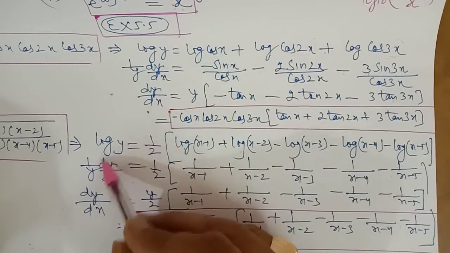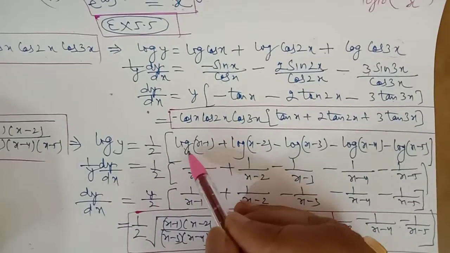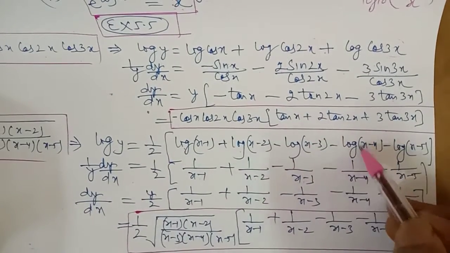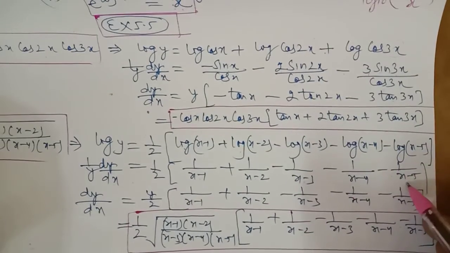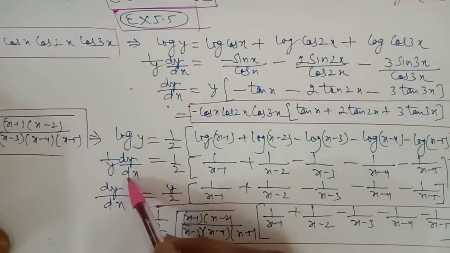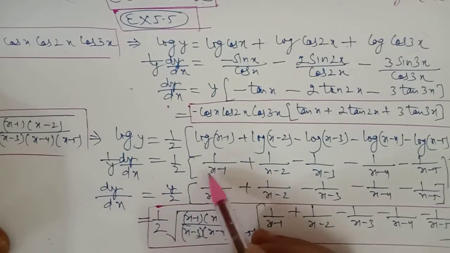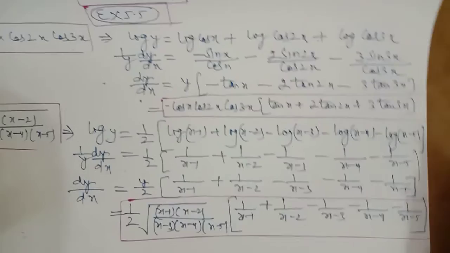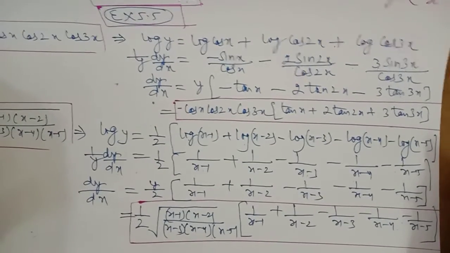Log y, derivative 1 upon y dy by dx. Half as it is. The derivative of log is 1 upon x minus 1, 1 upon x minus 2, 1 upon x minus 3, 1 upon x minus 4, 1 upon x minus 5. These are the derivatives of the logs. dy by dx will be y, taken to the right hand side, and put the value of y as it is. So this question becomes easy by taking the log like this.